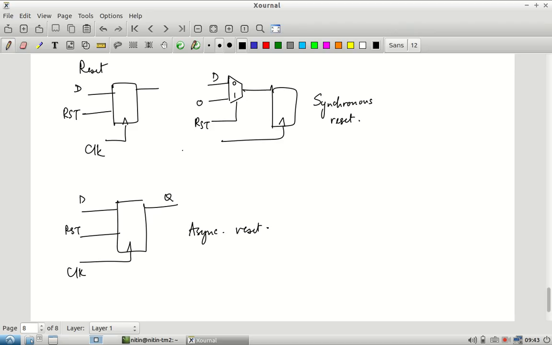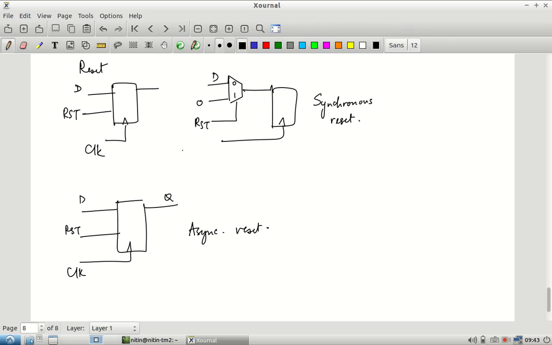So there are ways by which you could implement an asynchronous reset, and ways by which you can implement a synchronous reset. Both have their pluses and minuses. Both are used in practice extensively. But reset by itself is required for most flip-flops in a circuit. At least anything related to the state of a system, you need to have a reset associated with it.